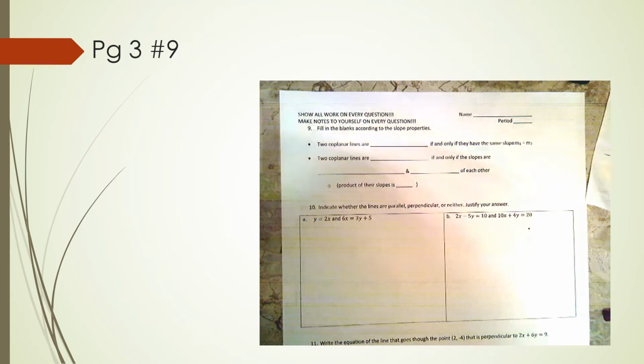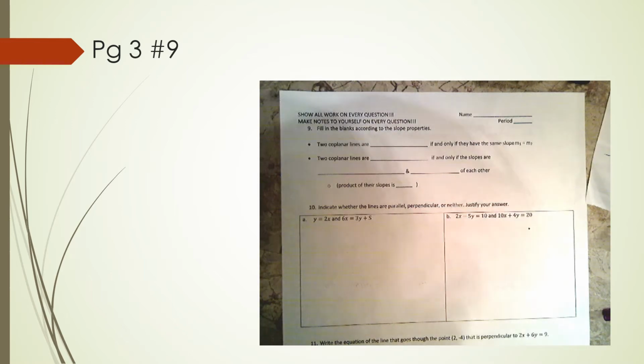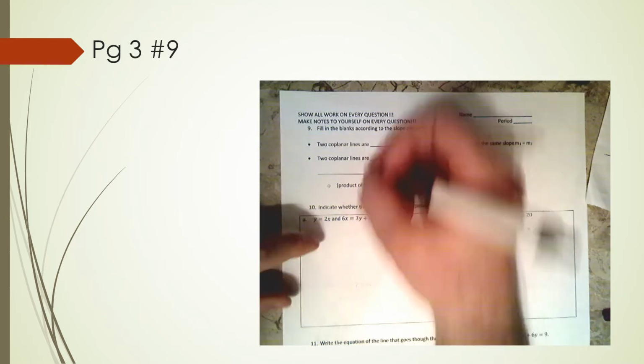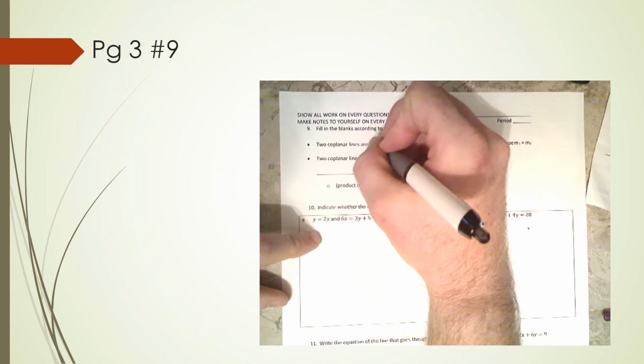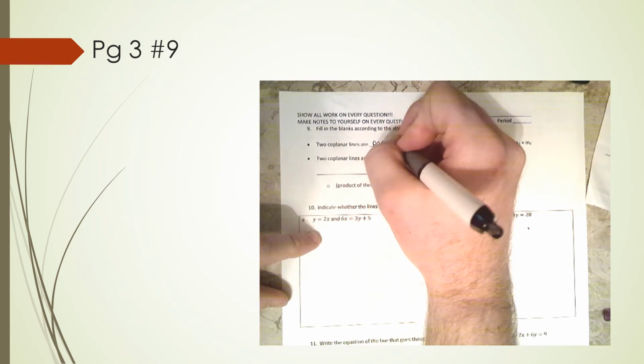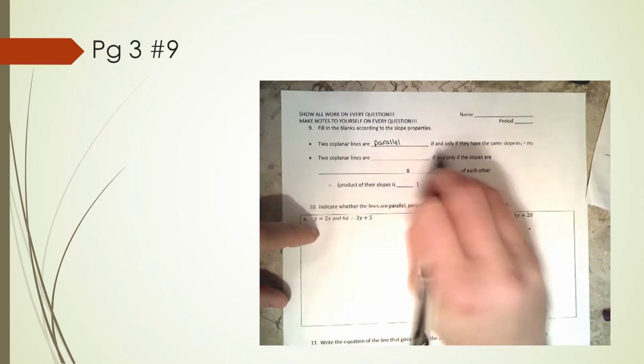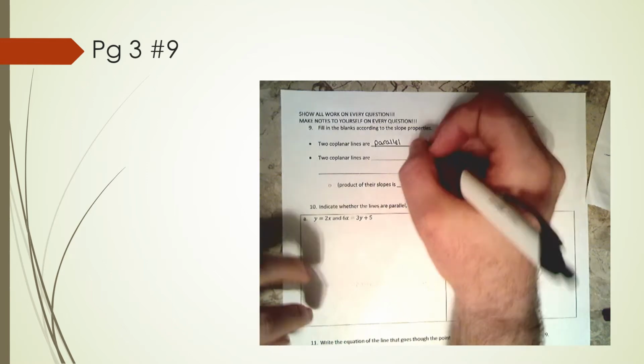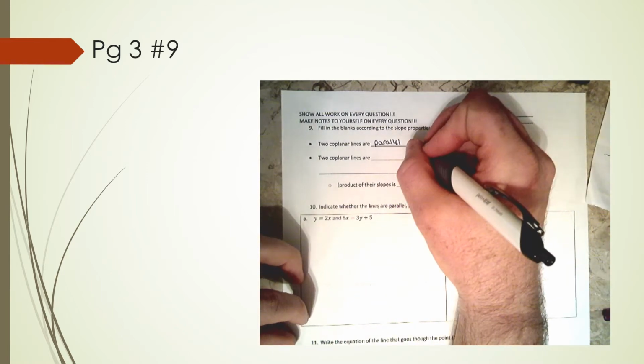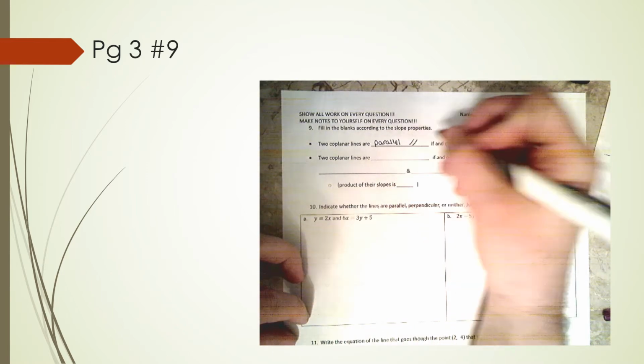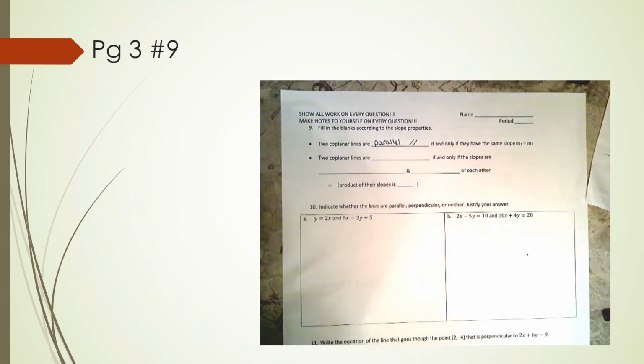We are all the way to page 9. For number 9, it says fill in the blanks according to the slope properties. So two coplanar lines are parallel if and only if they have the same slope. So if they have the same slope, they're going to be parallel. And I'm just going to go ahead and draw the symbol for parallel as well, just so you see that with it.